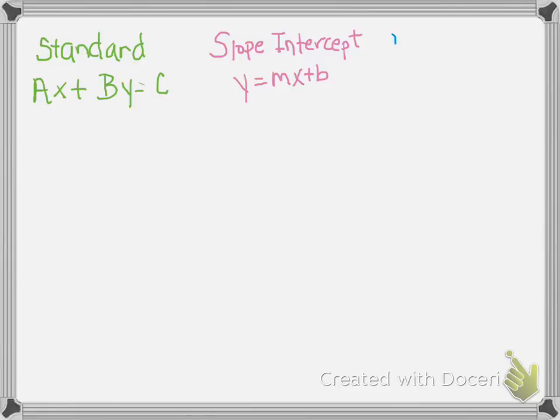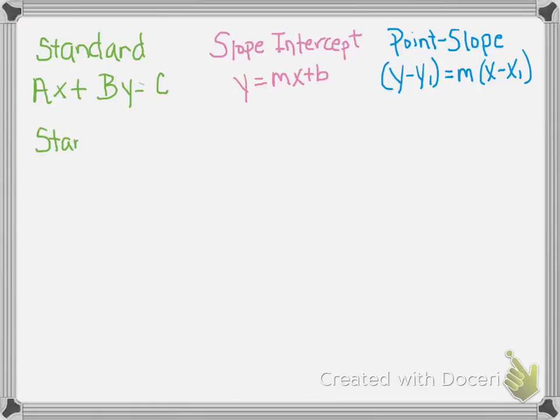The other equation that we're going to look at is point-slope form, where you have to know a point and the slope to key into y minus y1 equals m times x minus x1. So we're going to start off with converting an equation from standard to slope-intercept form.